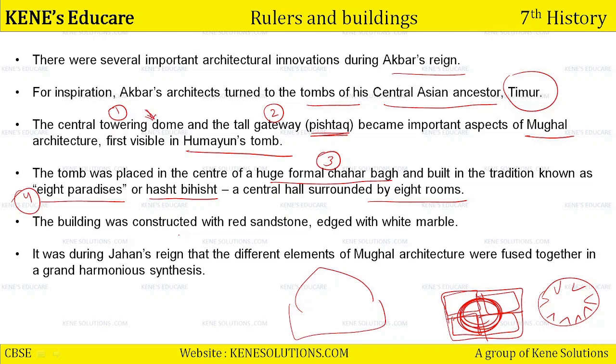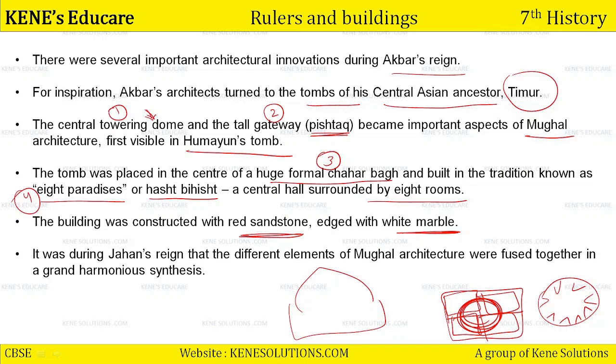Okay. The building was constructed with red sandstone edged with white marble. पूरा white marble use नहीं करना है. Red sandstone के साथ white marble use करना है. Though Shah Jahan used complete white marble for the construction of Taj Mahal, right?